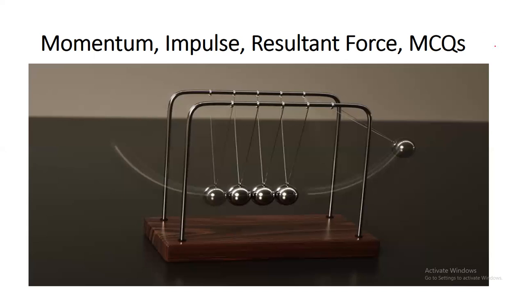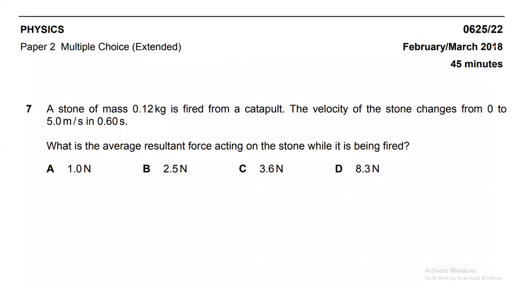Okay, so here we have the first question coming up on your screen. This question is from the February-March 2018 paper 2, and it says a stone of mass 0.12 kg is fired from a catapult, and the velocity of the stone changes from 0 to 5 meters per second in 0.60 seconds. What is the average resultant force acting on the stone while it is being fired?